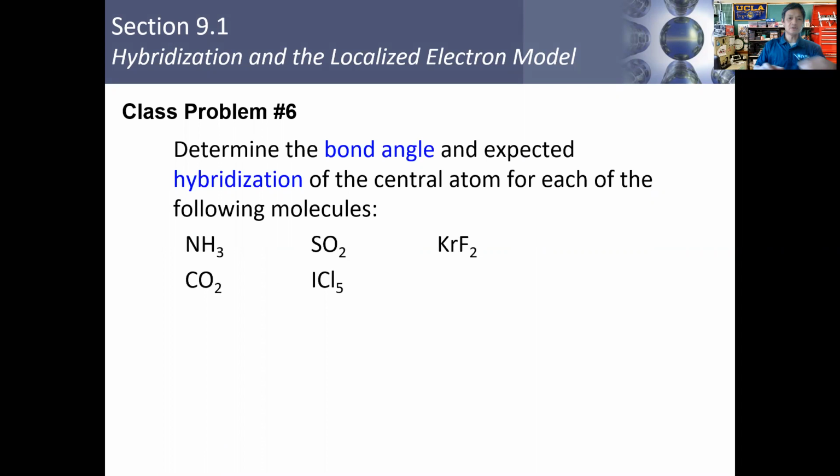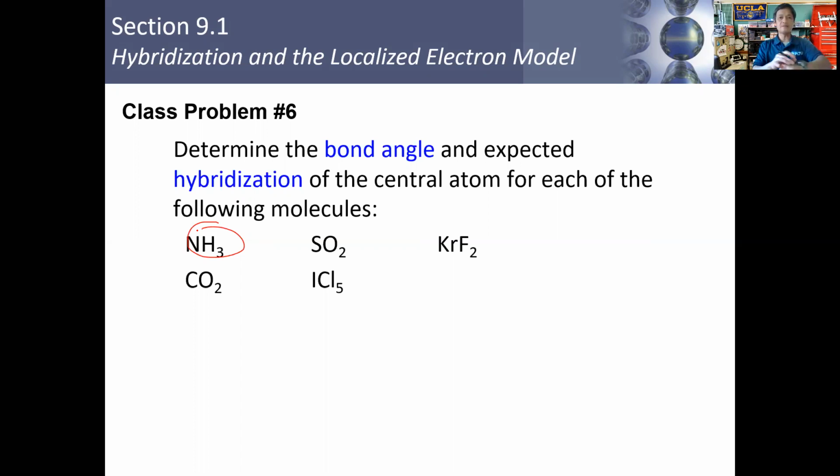I want you to go ahead and do nitrogen first. I want you to draw the structure for ammonia here. Draw the structure for ammonia, describe the bonding interactions between the atoms here, describe the hybridizations of all the atoms involved, and then we'll go ahead and talk about it.